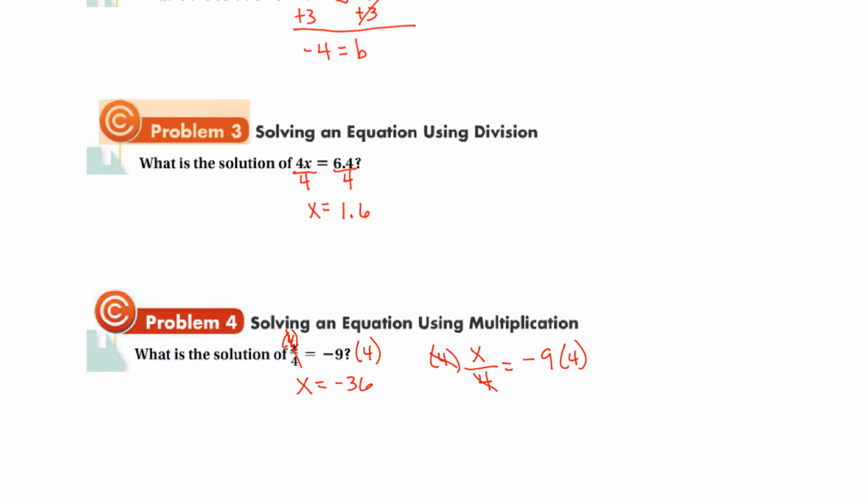Anything divided by itself is 1, so the 4's cancel out and I get x equals negative 36.